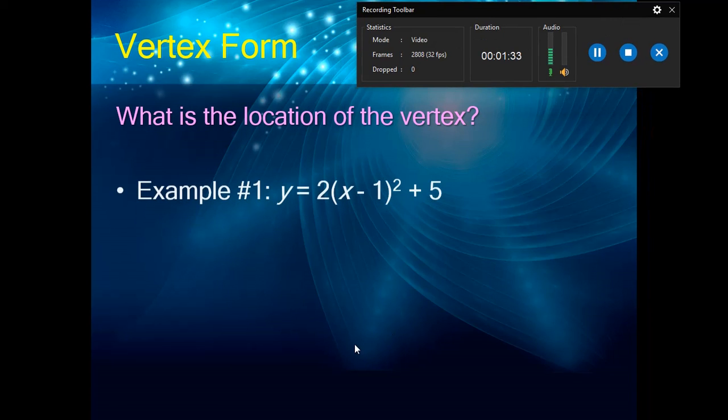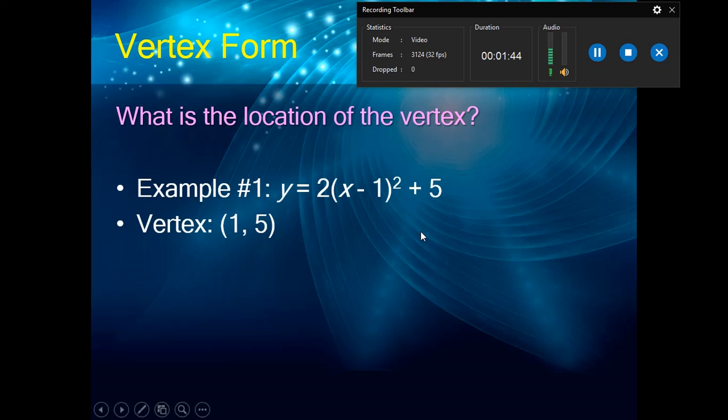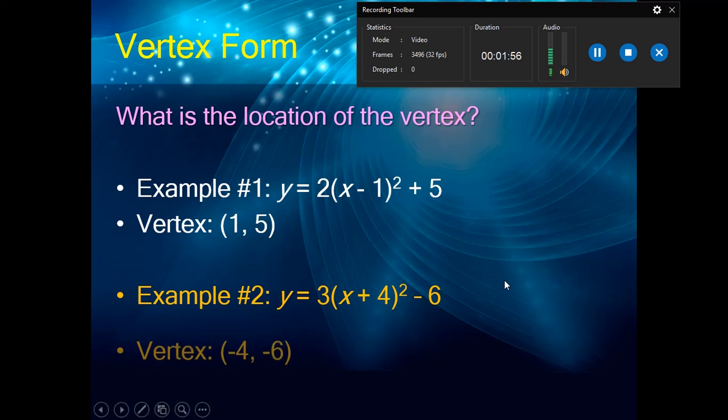For this first example, we're looking for the location of the vertex. So, using the vertex form, we're simply going to extract the information, and my vertex is located at +1, +5. In example 2, again, we're already in vertex form. So the vertex is located at -4, -6.